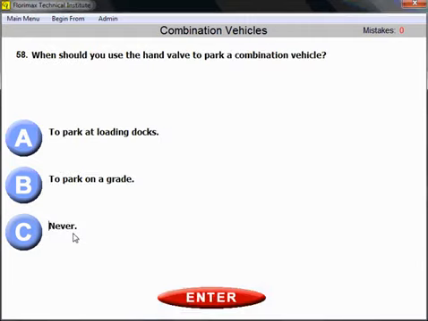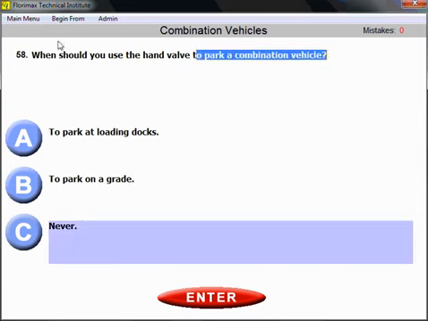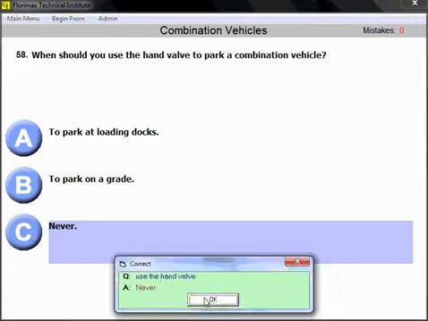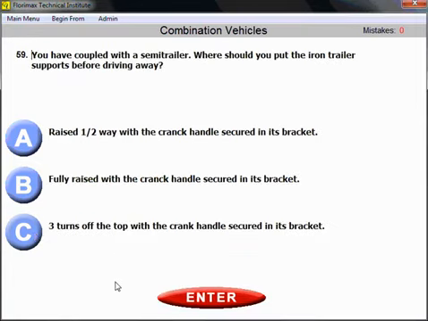Question number 58. When should you use the hand valve to park a combination vehicle? Aha, now you remember, guys. To park a combination vehicle, never. When should you use it? Never. Not for parking, not for driving, not for anything else except testing, checking the brake. So when you are asked when you should use the hand valve to park, no, never. Question number 59. You have coupled with a semi-trailer.